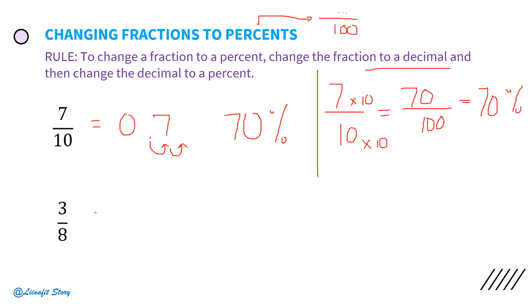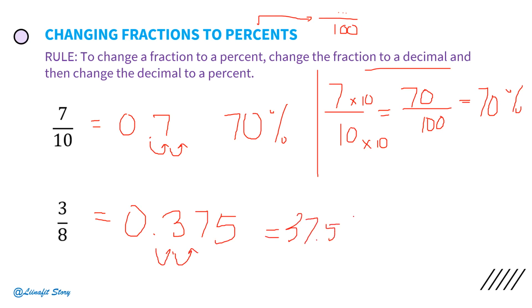3 out of 8 means 3 divided by 8 equals 0.375. After that, move the decimal point 2 places to the right: 1, 2. So the answer equals 37.5%.